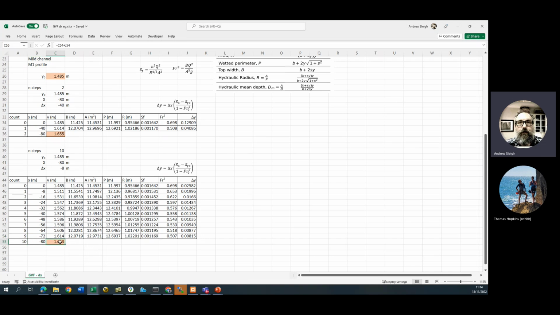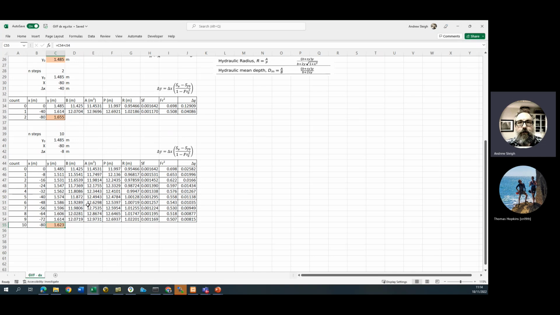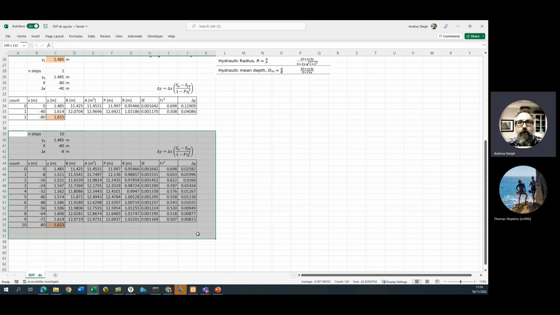So it's a little bit different to the 2-step ones. How much? Well, it's 3 centimeters over 80 meters. In practice, probably not worth worrying about, but 2 centimeters over 80 meters. Let's do it at 50, as it asks us to do.